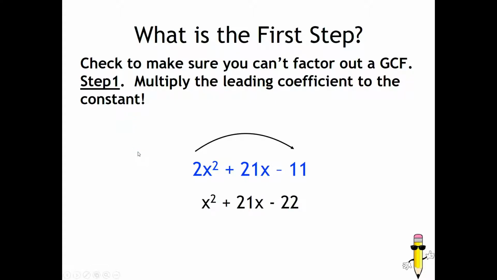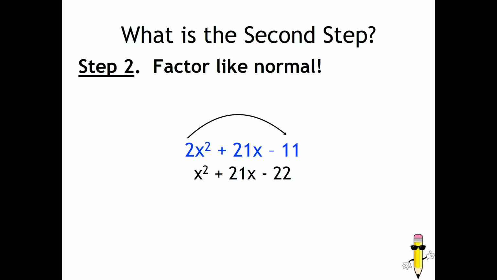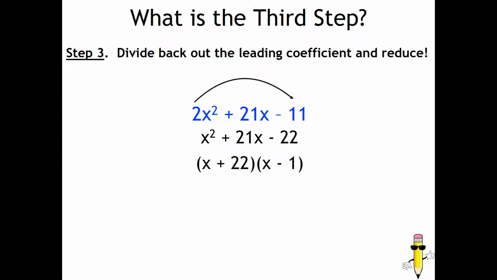And that's going to give us x squared plus 21x minus 22, like you see right here. Then we're going to factor like normal, and we're going to factor this bottom one like normal. If I did all the stuff to figure out what goes into 22 and what goes into 21, that's going to be positive 22 plus negative 1, which makes sense.